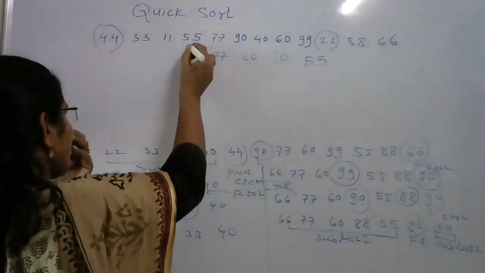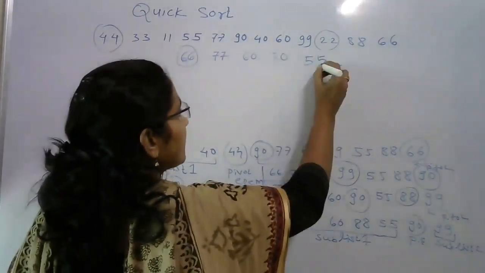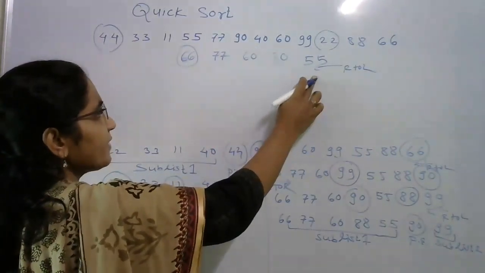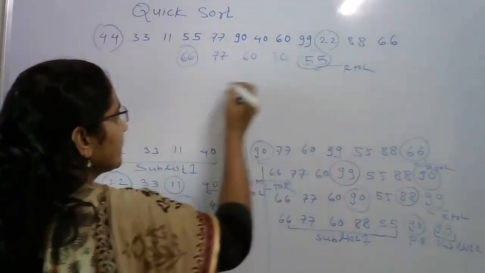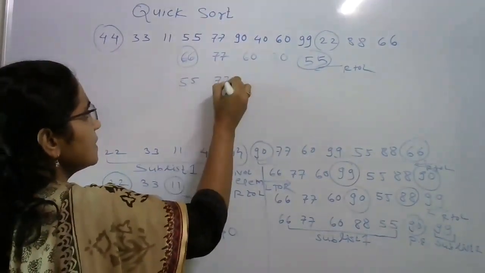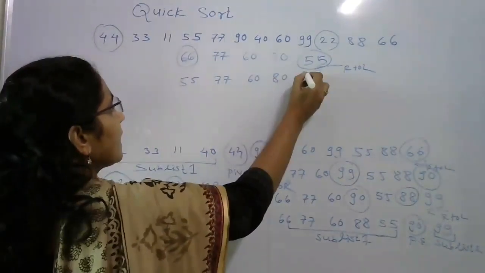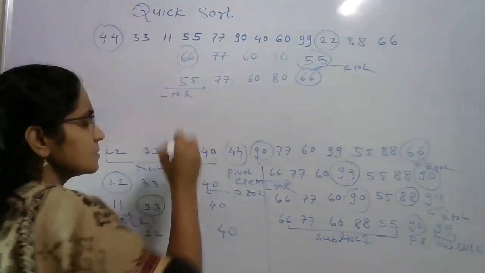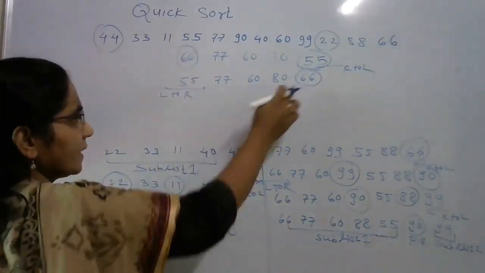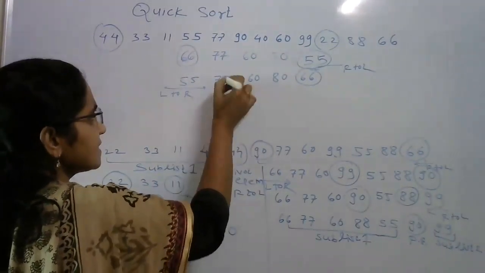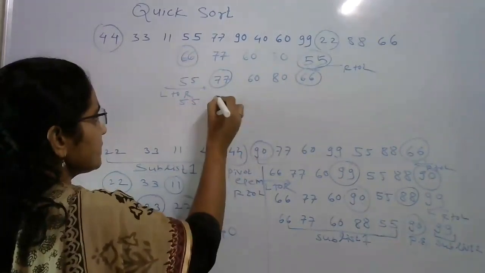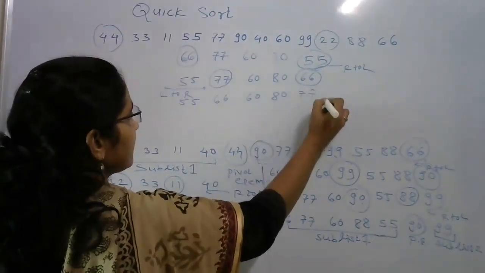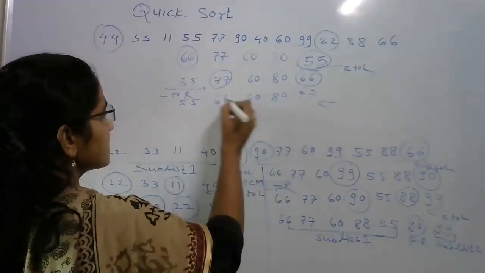Okay, so our pivot element is 66. You start from right to left. Scan the whole list and stop the comparison when you get a smaller element. The smaller element is 55. So exchange the elements: 55, 77, 60, 88, and then 66. 66 is the pivot element. Now you go from left to right. Stop the comparison when you get an element greater than 66. This is a less element, this is a greater element. Again you exchange the positions: 55, here 66, then 60, then 88, and then 77. Our pivot element is 66.